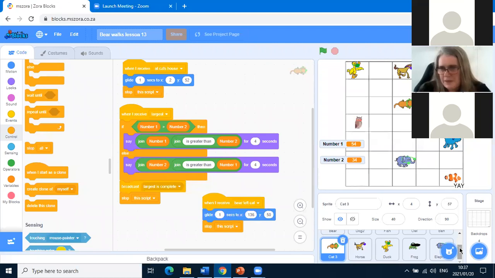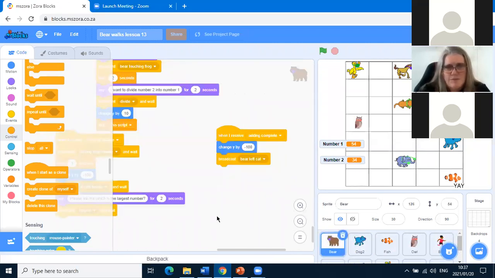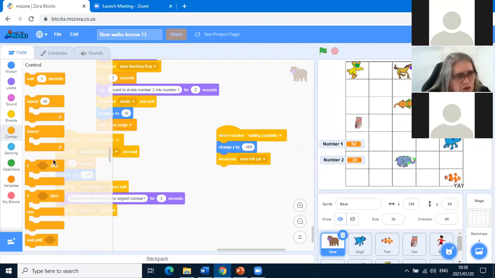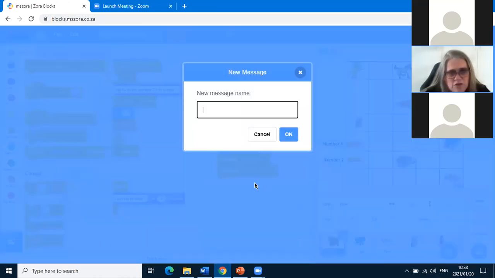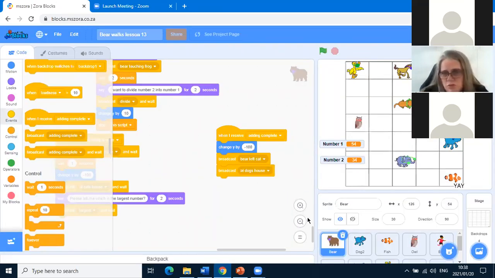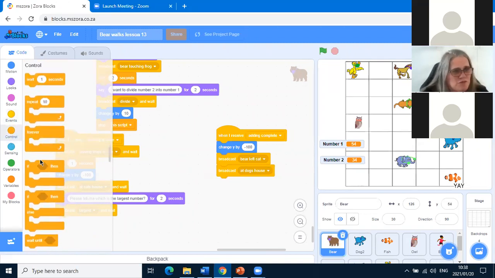Now, bear, there you are. Bear left cat. He broadcast that. But we can't have cat going over there to the place when bear's still sitting there. Well, he's not. Okay, he's moved, so he's fine. But now he's on top of dog, and he's got to broadcast that he's on top of doggy. Broadcast at dog's house. New message at dog's house. All right, so he's broadcast that he's at dog house. We'll let him wait a little bit after he's broadcast that.